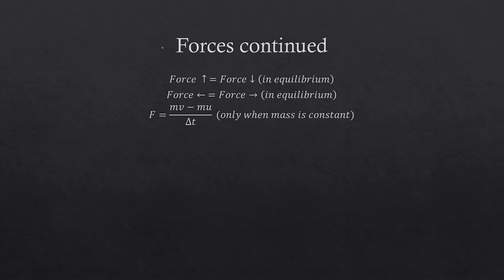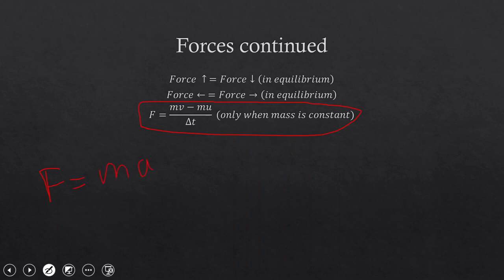Then we have forces in equilibrium, where the opposite forces will basically counter each other, meaning that they have to be of the same magnitude but in the opposite direction. And this is where we get the idea of force in terms of momentum. So simply deriving this, we get F = ma, that's Newton's second law.